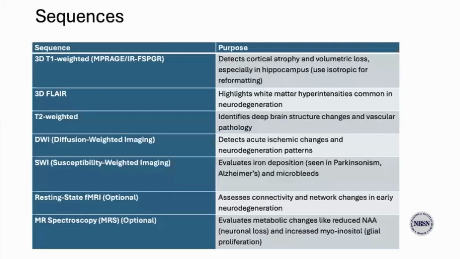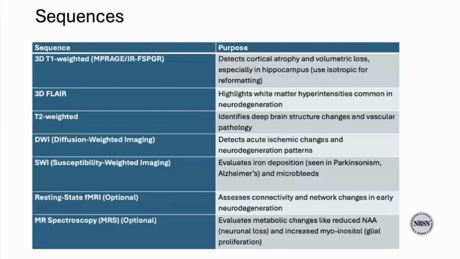So these are the sequences we run for our neurodegenerative protocol. So again, the difference between these and the seizure protocol. For the seizure protocol, we do a 3D T1 inversion recovery. But for the neurodegenerative protocol, we run a 3D T1 TFE, or that is what the Philips systems call it. In other systems, it will be MPRAGE or FSPGR. So what this does is that it helps to detect cortical atrophy, especially in the hippocampus.